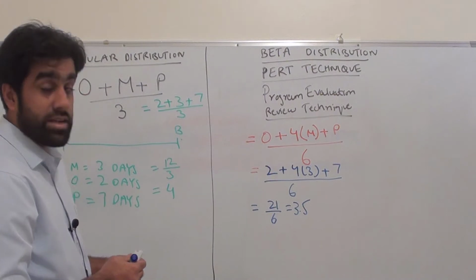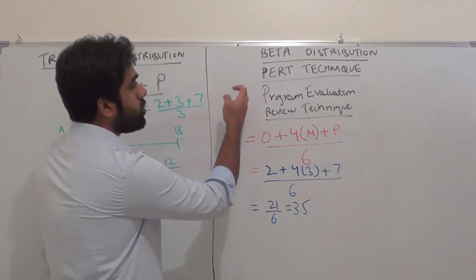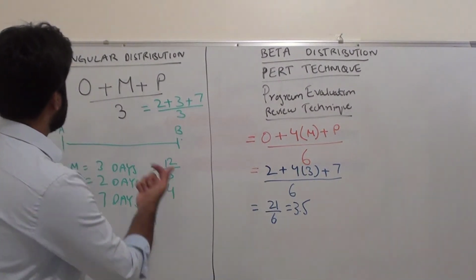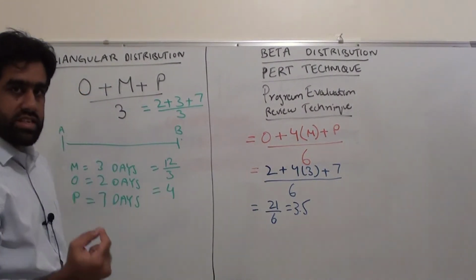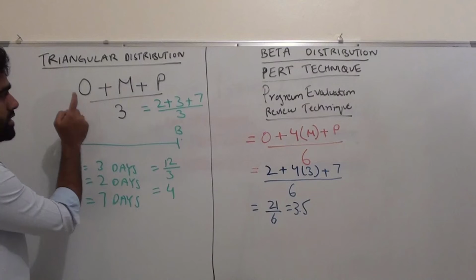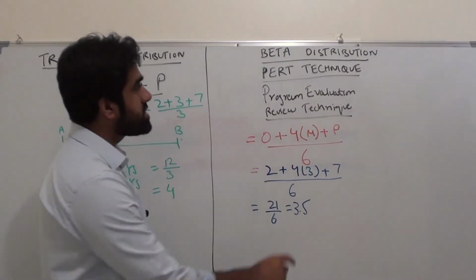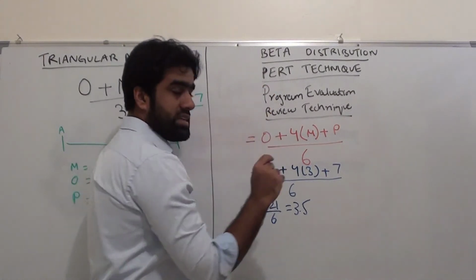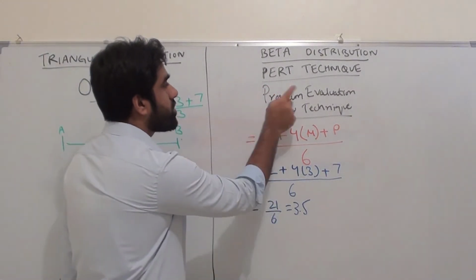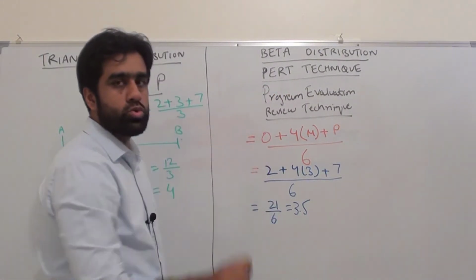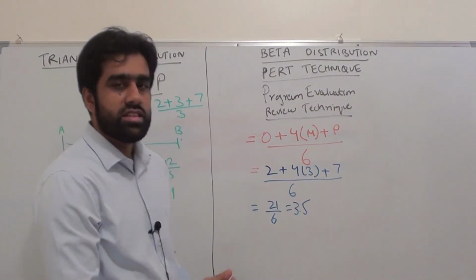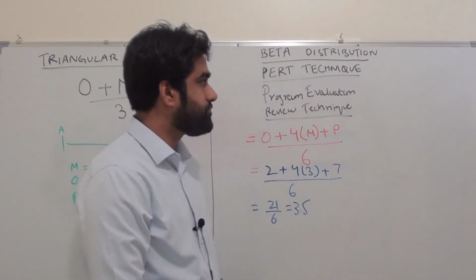Important thing, as I mentioned before, you need to know which formula to use when. Whenever the question says triangular distribution, use the first formula. If the question says beta distribution, PERT technique, or Program Evaluation Review Technique, you need to use this formula. This is very simple, very easy, and these are straight points in your exam.